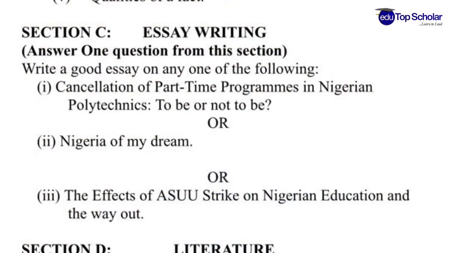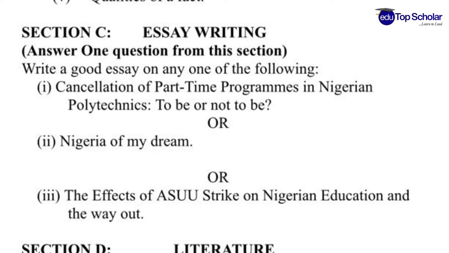So in this case now, cancellation of part-time programs in Nigeria polytechnics, to be or not to be, that is an argumentative essay. You are going to support one part. Do you want it to be, or you don't want it to be? So you must support one side and be against the other side. If you want it to be, then itemize your points. Why do you want it to be?